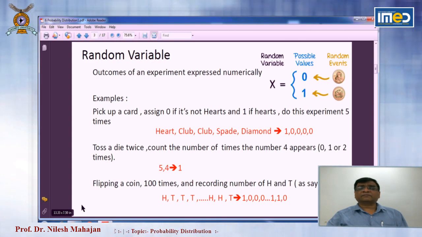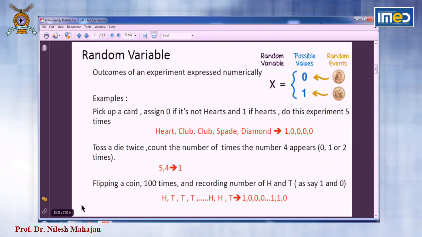Now, what is a random variable? A random variable is the outcomes of an experiment expressed numerically. For example, how to represent it numerically: x equals 0 and 1. 0 and 1 are the possible values, and x represents the random variable. The random event is 0 or 1.